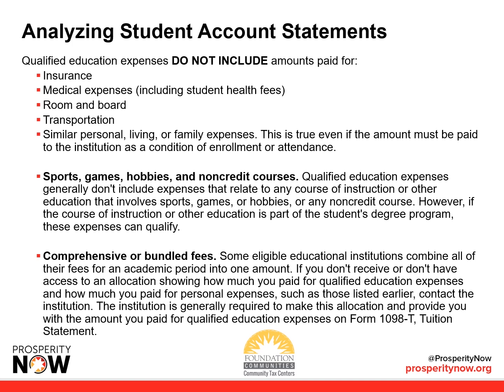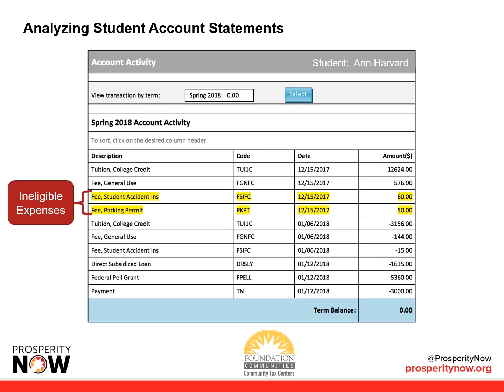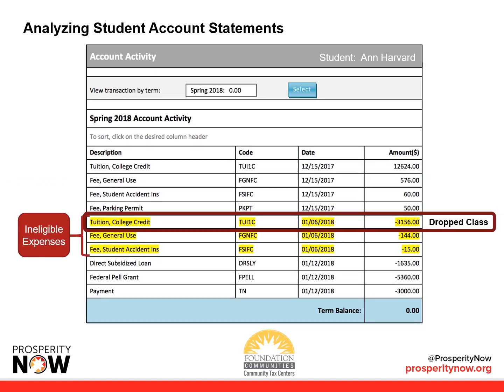expenses on Form 1098-T. As you can see, here's a copy of something that is ineligible, which is student accident insurance and a parking permit. In addition, there are some other types of ineligible expenses on the student account statement. For example, dropping a course means that it's no longer eligible. General use fee and again, student accident insurance fees, these are ineligible expenses.